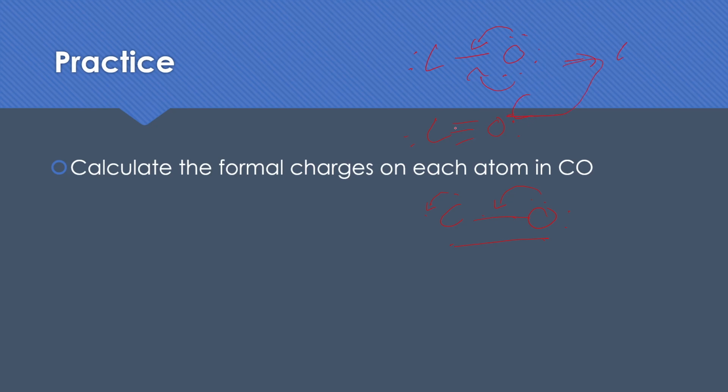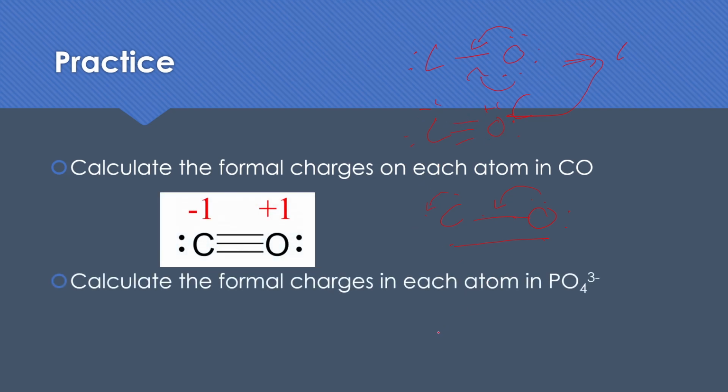Okay, so calculate the formal charge. Carbon 4 minus 1, 2, 3, 4, 5, so minus 1. Oxygen is 6 minus 1, 2, 3, 4, 5, so plus 1. So this is one where the negative charge is actually on the less electronegative atom, but because this is the only possible way to get both with an octet, this is what it ends up being.